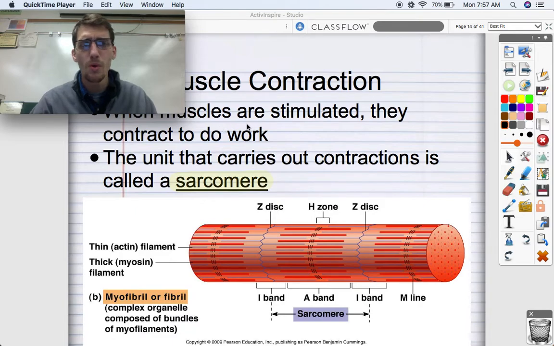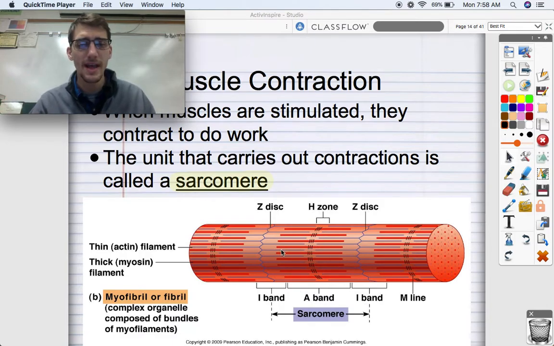A muscle has to be stimulated first. It has to be told what to do most of the time. Well, the skeletal muscle. Smooth muscle has its own kind of system, but that's for another day. Muscles need to be stimulated, okay? And the diagram that we filled out last time is the sarcomere, and that is the smallest unit within a muscle fiber that carries out contractions.